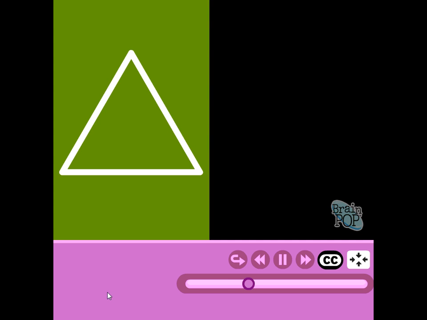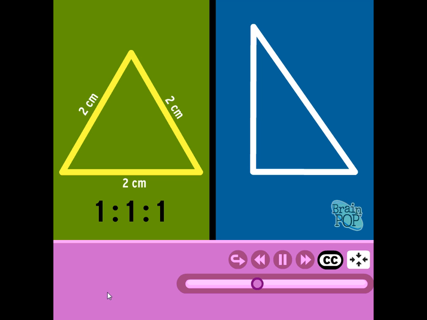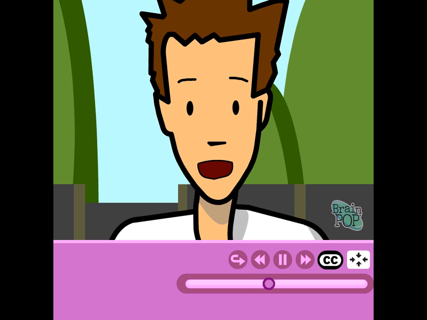Our equilateral triangle has sides of lengths 2 centimeters, 2 centimeters, and 2 centimeters. Since they're all the same, we can reduce that ratio to 1 to 1 to 1. The scalene triangle has sides of 6 centimeters, 8 centimeters, and 10 centimeters. We can reduce those numbers by dividing by 2 to make the relative sizes 3, 4, and 5. The sides are obviously not in the same proportion, and the angles are all different. So these triangles are not similar.